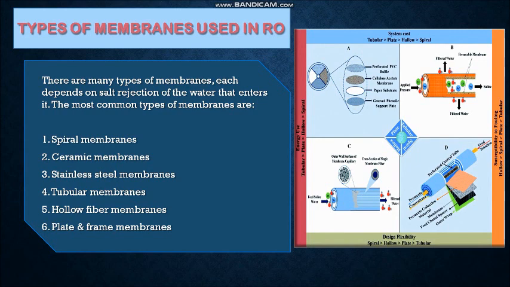Susceptibility to fouling is also mentioned over here. Design feasibility: the most feasible is the spiral membrane. Energy use: tubular membrane uses more energy and spiral membrane uses the least energy. So from all means we can say that spiral membranes are the most effective, low cost, and have the best design feasibility and use less energy as compared to all of the membrane types.